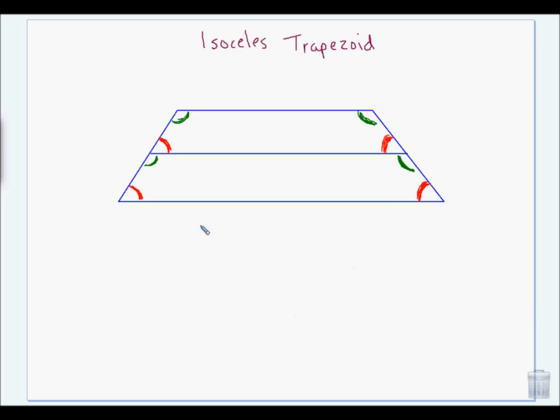Okay, and we get the situation again where a green and a red would add up to 180.